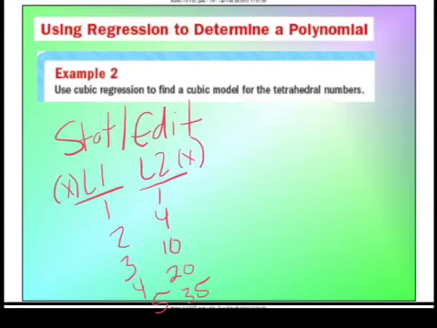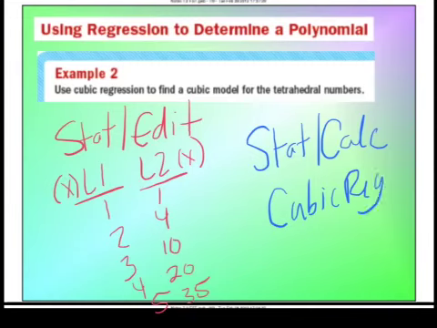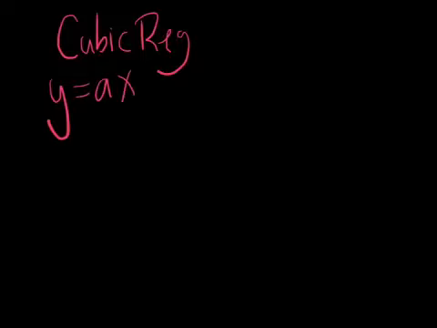Okay, once you have that, now go back, remember, and do Stat Calc. And what you're going to want to do is scroll down and look for the cubic regression. Once you do the cubic regression, you will end up getting information that will look something like this. It'll come out on the screen. It'll say cubic regress, and it'll be in this polynomial format here.